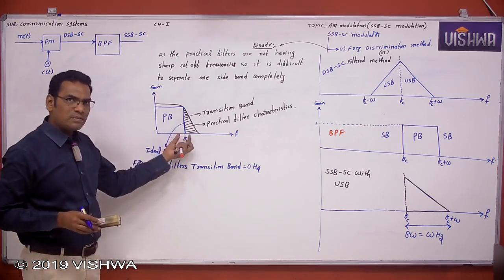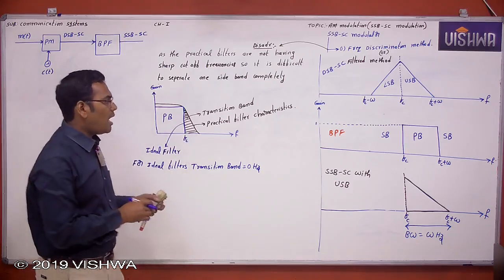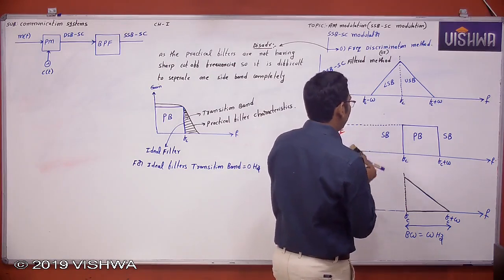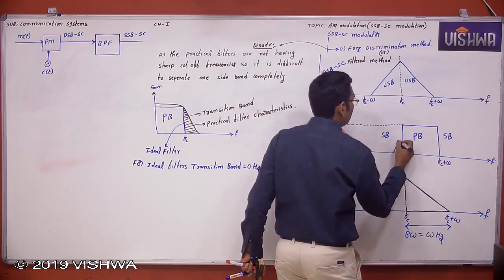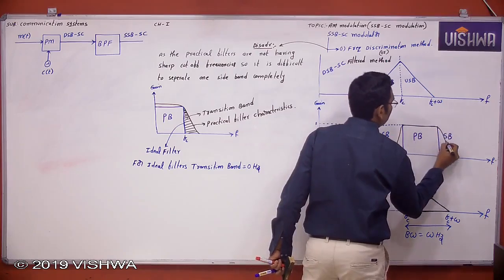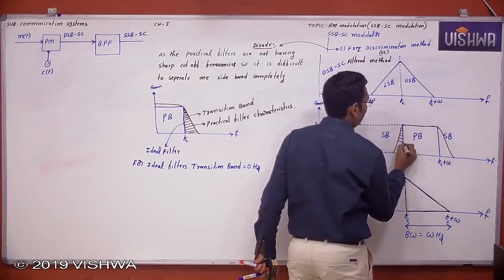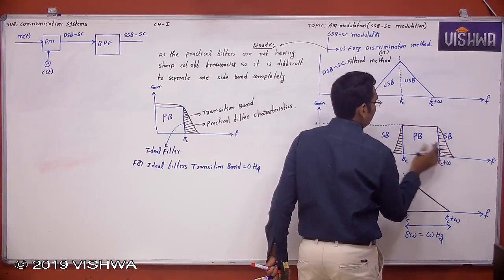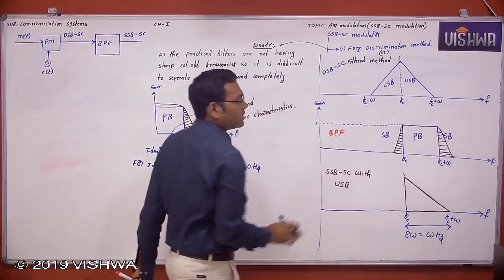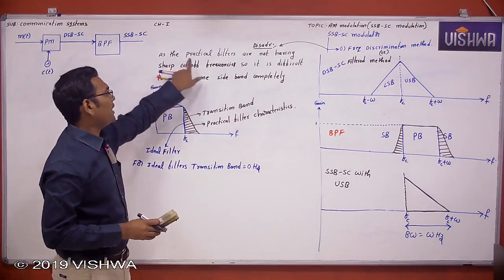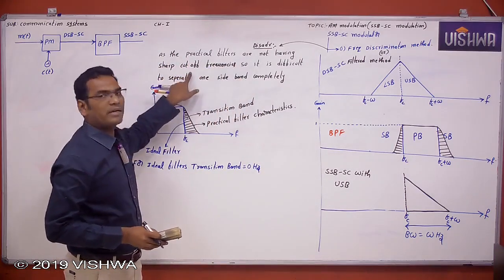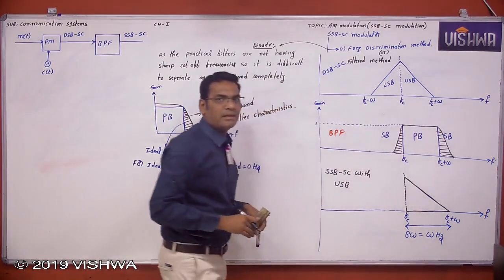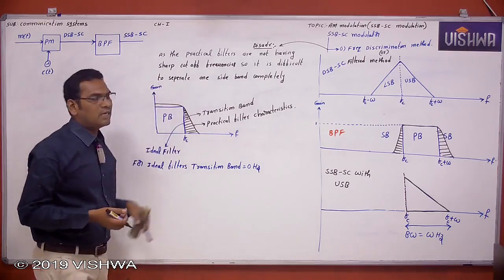So if practical filters are used here, what happens? This practical filter will have this type of transition band, but it will not separate one complete sideband. Part of the other sideband is also coming. As practical filters do not have sharp cutoff frequencies, it is not possible to separate one sideband completely. It is difficult. That is a disadvantage of this method.